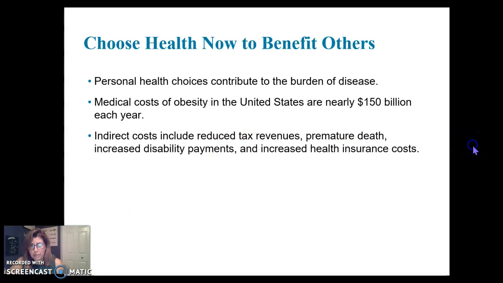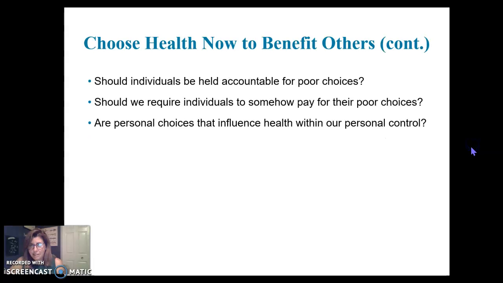Truly, at the root of this is an ethical question. Should individuals be held accountable for poor health choices, or should we require people to somehow pay for those choices? Are those choices that influence health within personal control? Right? Should we help them or should we tax them? These are some things we need to think about.